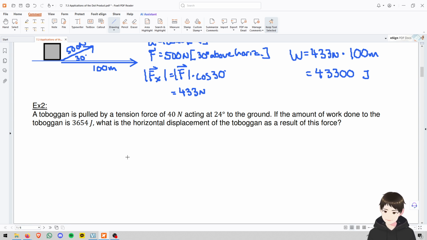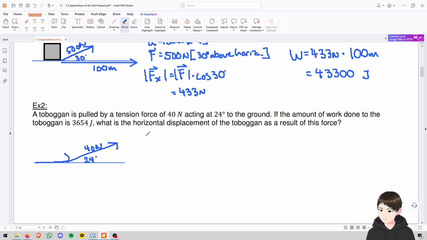Okay, let's do it. I am pulling this way. This is 24 degrees. This is 40 newtons. And the total work is 3,654 joules. So they basically give me the answer. What is the horizontal displacement?